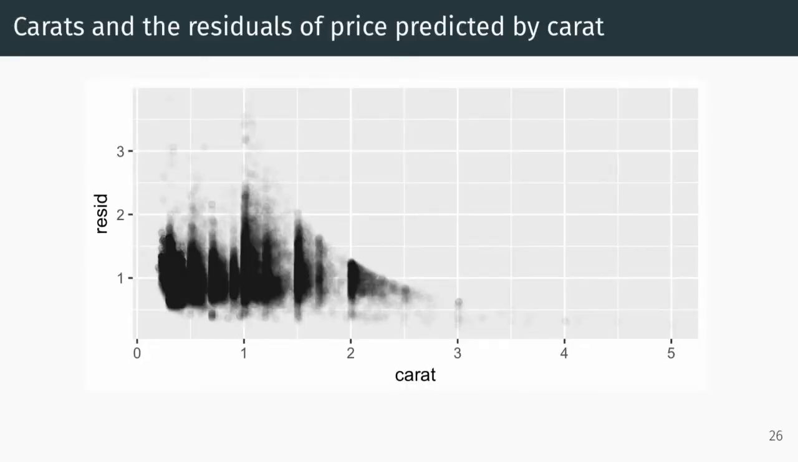And what we see is a very clear pattern, and that's not what we want to see. What we would like is for our model to explain the variability that carat causes in the variability in price. And what we're seeing from this is that carat is not the only thing that predicts price. We need a better model. We need a more sophisticated model.